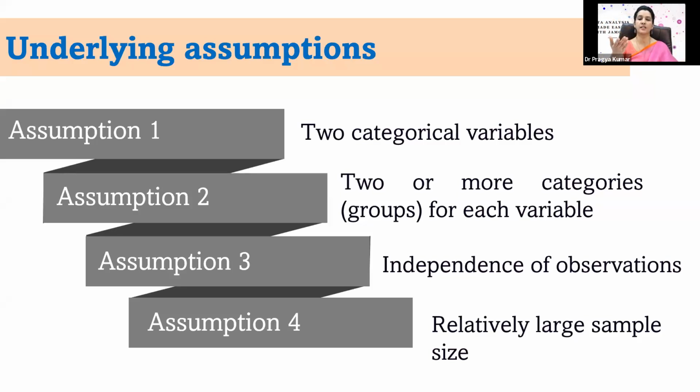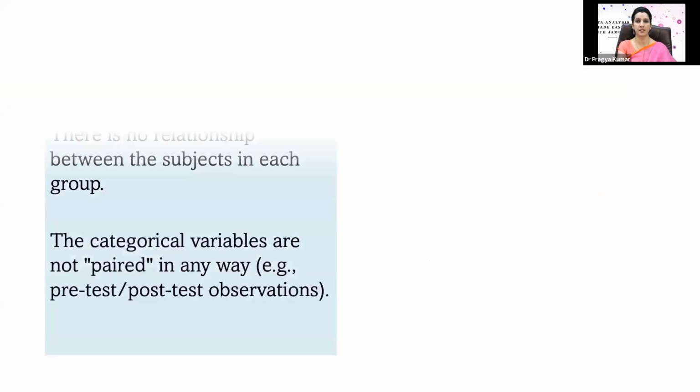So this is the formula for the chi-square, and a relatively large sample size should be there, because there is one more assumption which says that the expected cell count should be at least 5 in each of these contingency tables, in most of the contingency table.